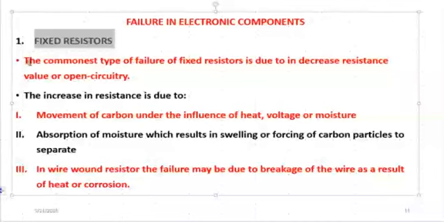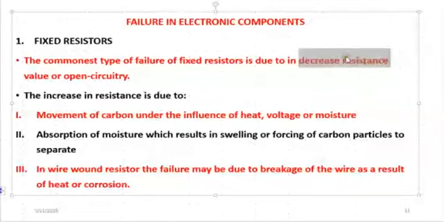This resistor is liable to some failures, and one of the failures is the decrease in the value of resistance. I told you, as you use it from time to time, the value of resistance decreases. We call this gradual failure, and it is a failure at the same time.